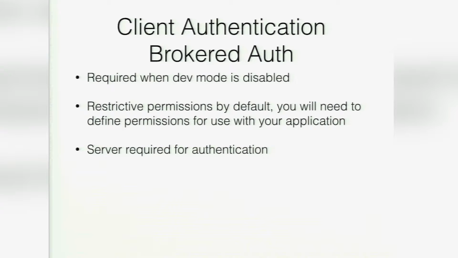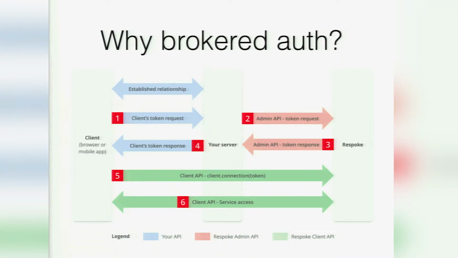So for secure authentication, we have a mechanism known as brokered authentication. This is required whenever you disable dev mode on your Respoke app. It changes the permissions so that they default to being restrictive instead of permissive, and you have to have an authentication server. You have to have your own server to broker the auth, as it were, in order to perform this securely. This is a diagram explaining the process and the why.